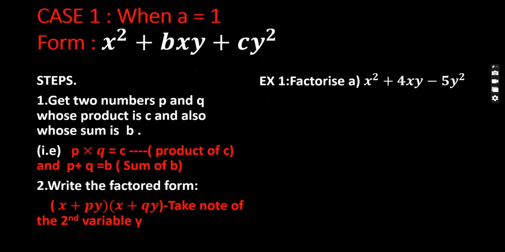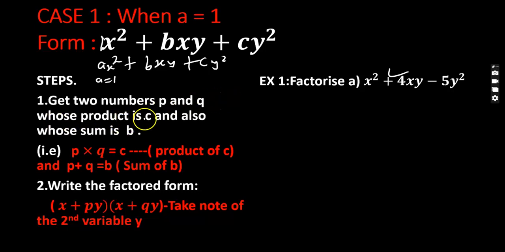to case 1. Case 1 is when a is equal to 1. Don't forget the form: ax squared plus bxy plus cy squared. If our a is 1 here, I'll end up having 1x squared plus bxy plus cy squared. When you have this kind of case, how will you factorize it? This kind of example follows this case: x squared plus 4xy minus 5y squared. Look at the steps on the screen.